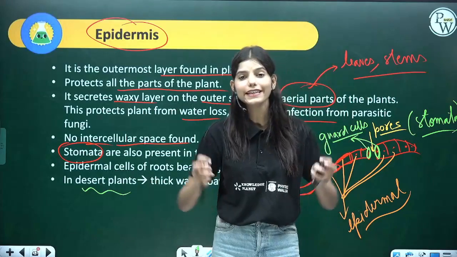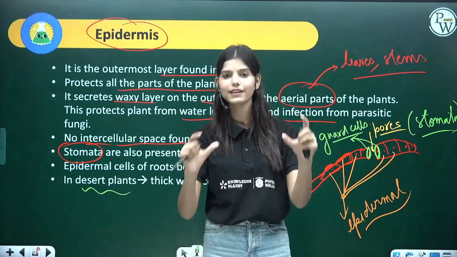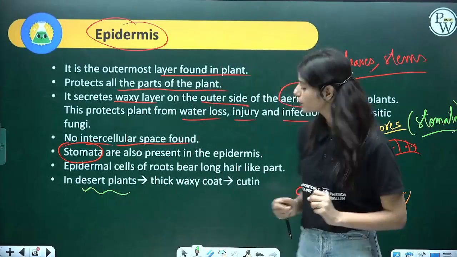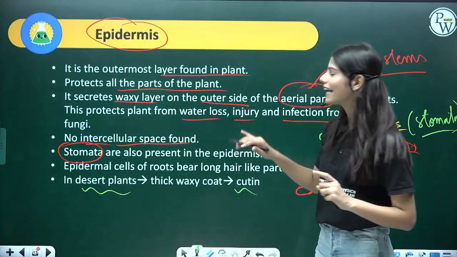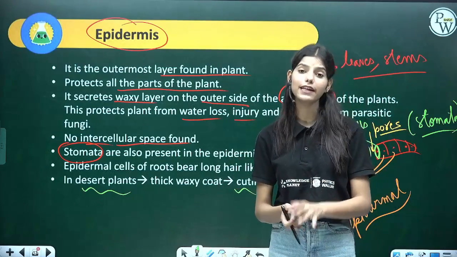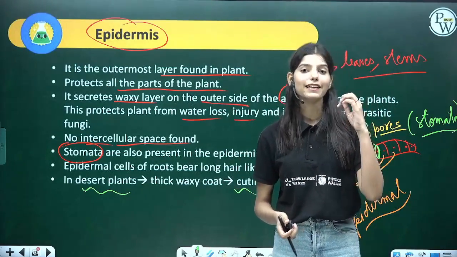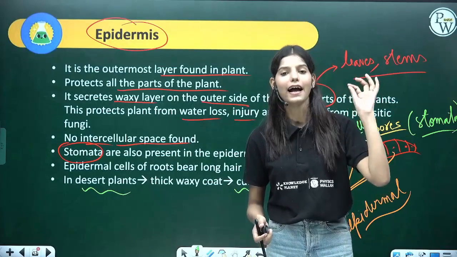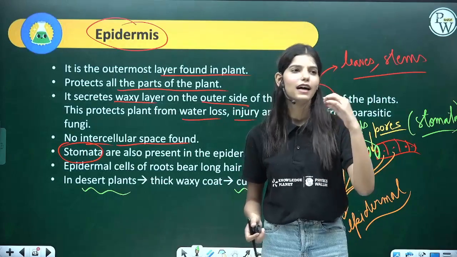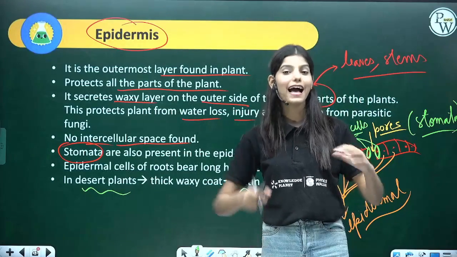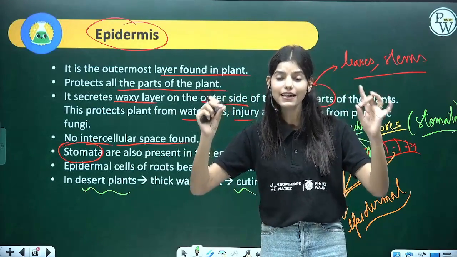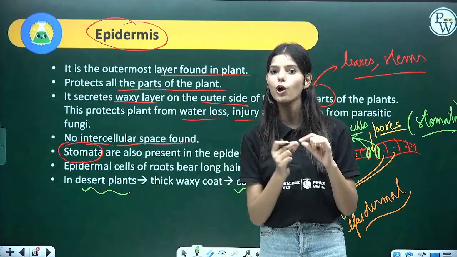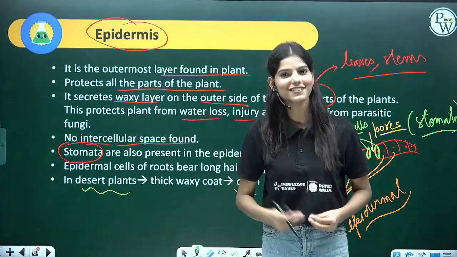Also, guys, in the case of desert plants, the epidermis will secrete a thick waxy layer, and this thick waxy layer is what we call cutin. In desert plants, because they tend to lose more water and are exposed to high temperature and high sunlight, in order to decrease the water loss they have a very thick waxy layer, and this thick waxy layer is called cutin.